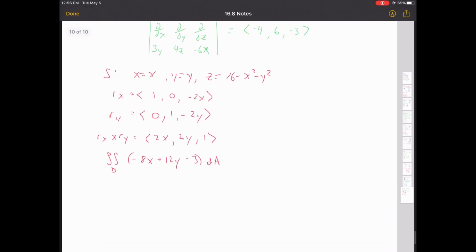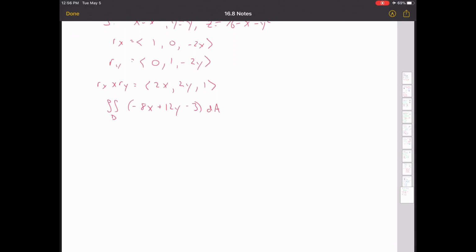Let's scroll this up so we can finish this off. Okay, so I am going to reparameterize these things now in terms of polar. So it was 16 minus x squared minus y squared. So I know r will go from 0 to 4. And I know that theta, of course, is going to go from 0 to 2 pi.